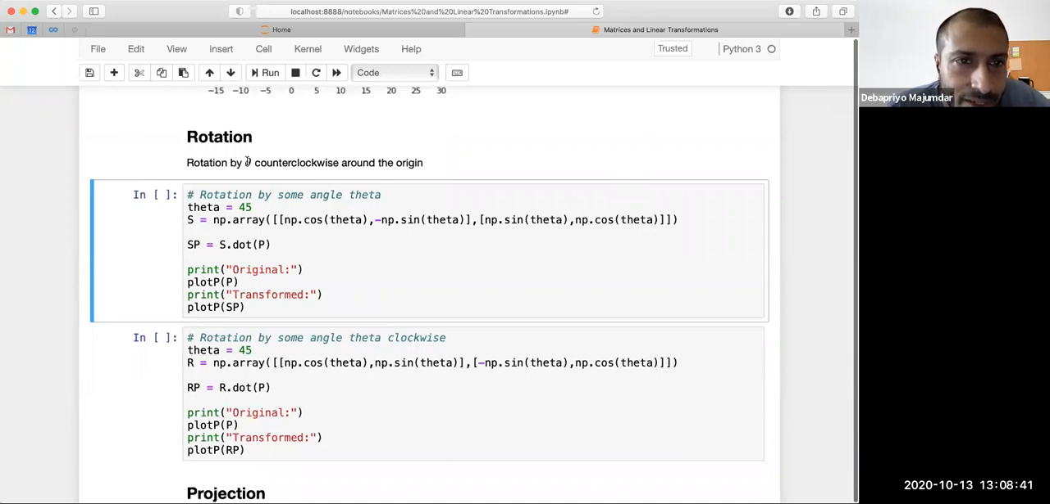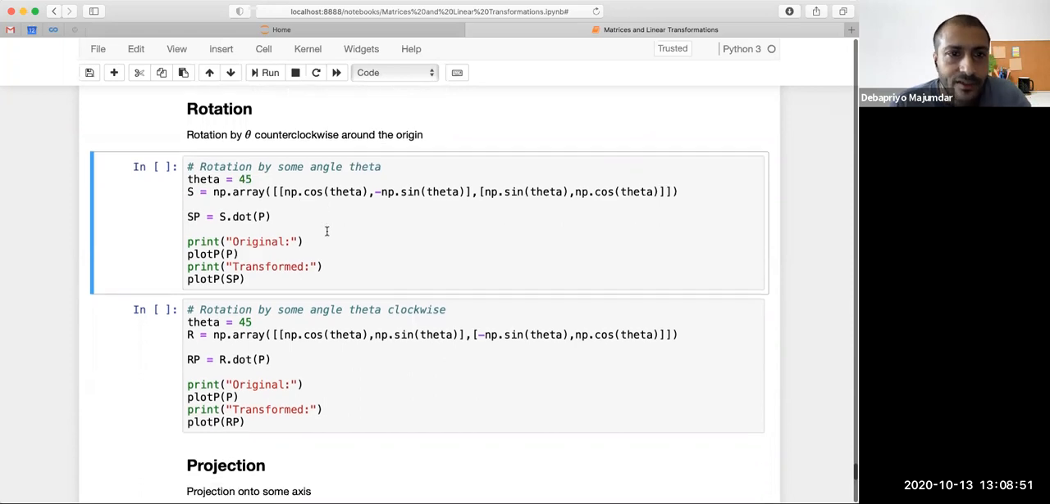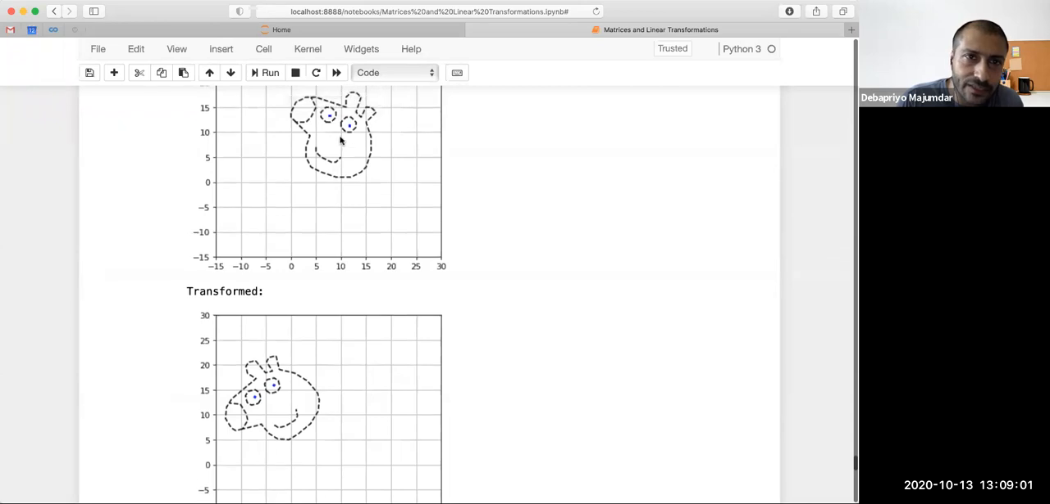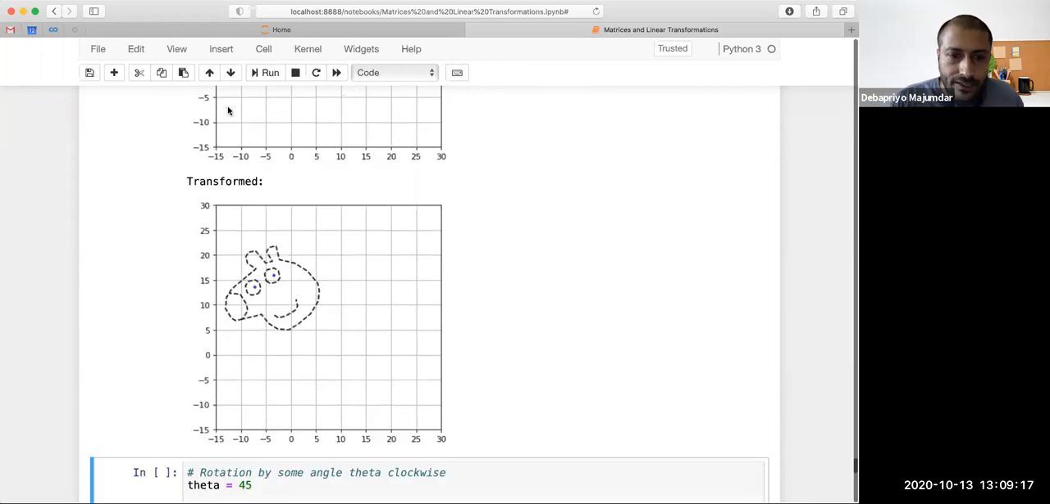Rotation by theta counterclockwise around the origin is simply cos theta, minus sin theta, sin theta, cos theta. If theta is 45 degrees, then we are going to rotate it 45 degrees. Around the origin means 0 0 is our origin. We are going to rotate it like this, so this gets rotated this way around 0 0. So 0 0 is here, and you're rotating it like this. So that is what you're doing.